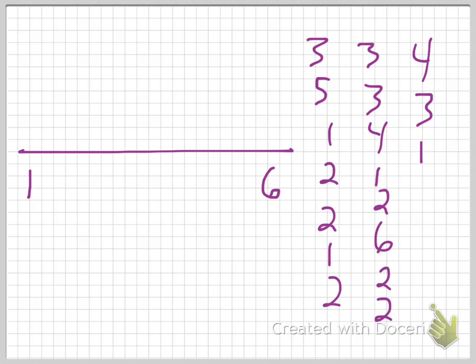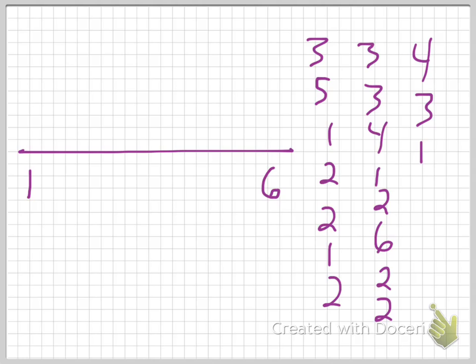This, people, is called the range. The range of data is the biggest number minus the smallest number. So then what is the range of this data? 5. The biggest number minus the smallest number is the range. And that is 5 here because it's 6 minus 1.